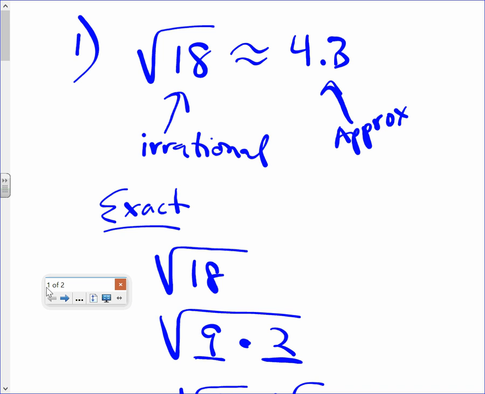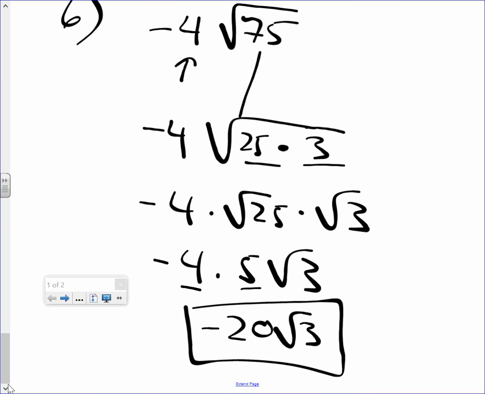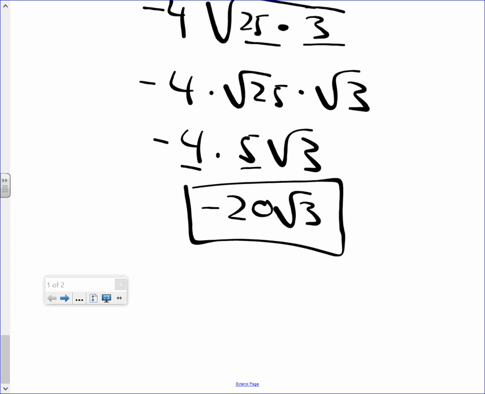Question: how does it count as simplified? No, because that's just a normal number. If it was square root of 20, yes, but that's just normal negative 20. There's nothing to do with this. Good question.